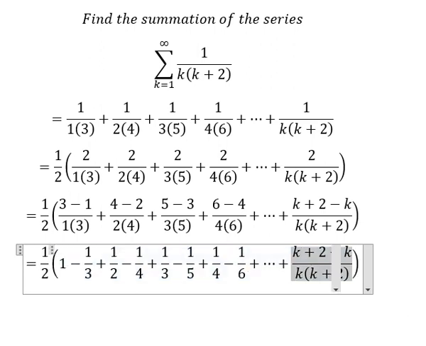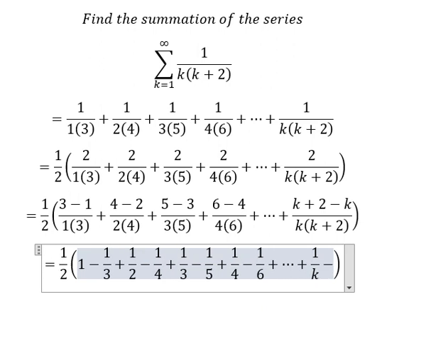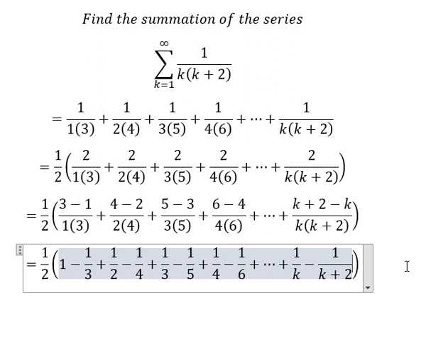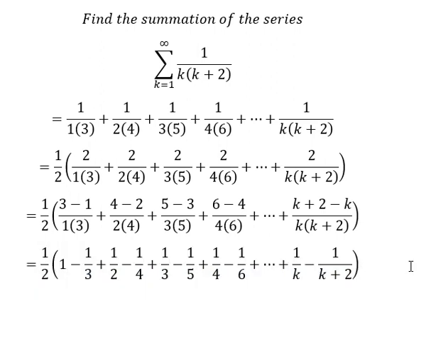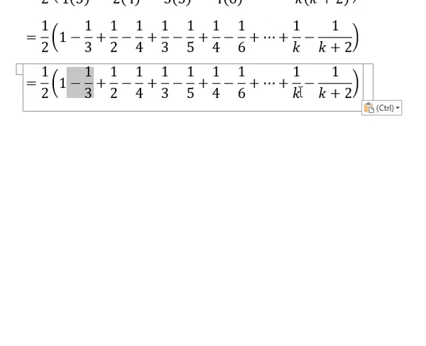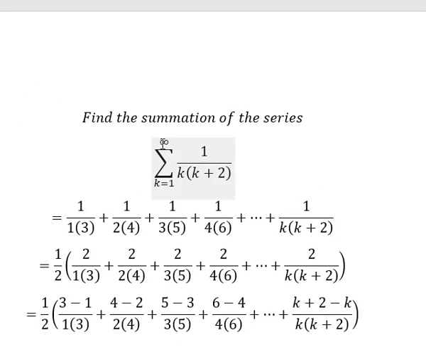And this one we have 1 over k minus 1 over k plus 2. So if we look carefully, 1 over 3 minus 1 over 3, they cancel. The next one, 1 over 4 minus 1 over 4, they cancel. That means the values from here will cancel. So we know that k goes to positive infinity.